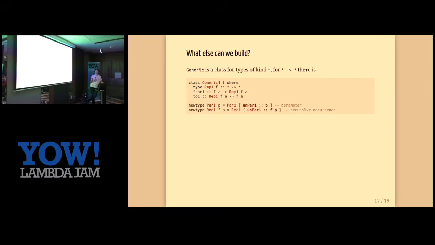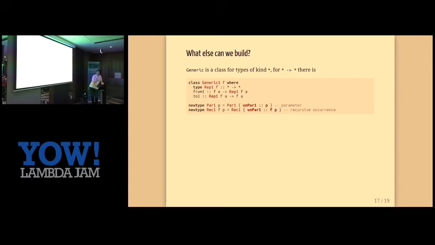So there's another type class which you can derive, where if you have a data type of kind star to star, you can derive Generic1. And again, this is all completely done by GHC. So if you just derive Generic1, you'll get back an instance of this. And you get some new building blocks: your parameter, that A here, and a recursive occurrence of yourself. So for example, for a list, it's a cons of the parameter and the recursive occurrence.